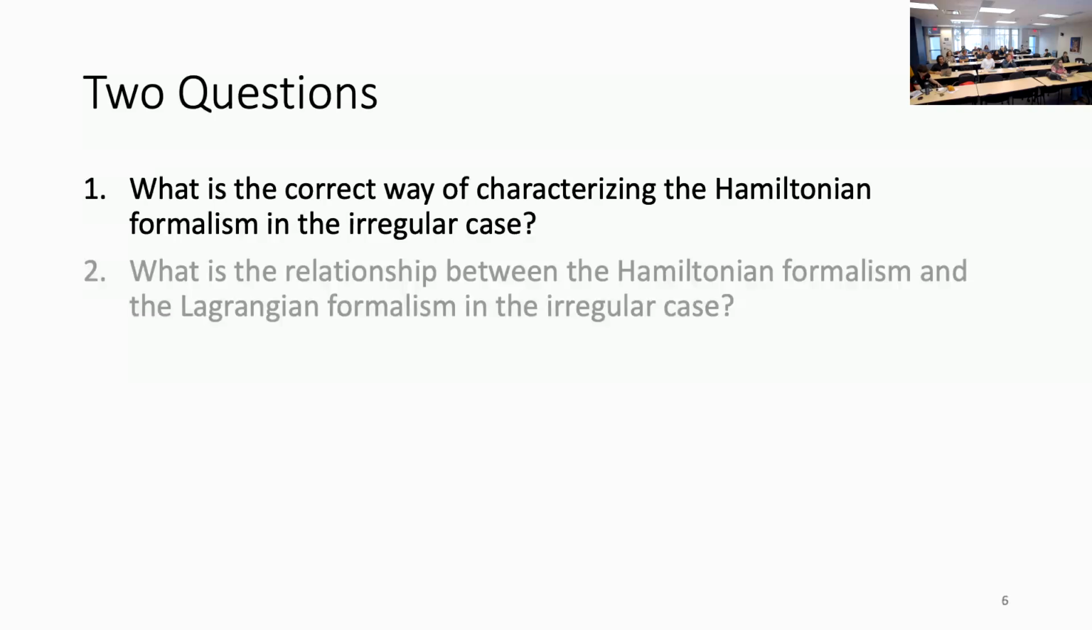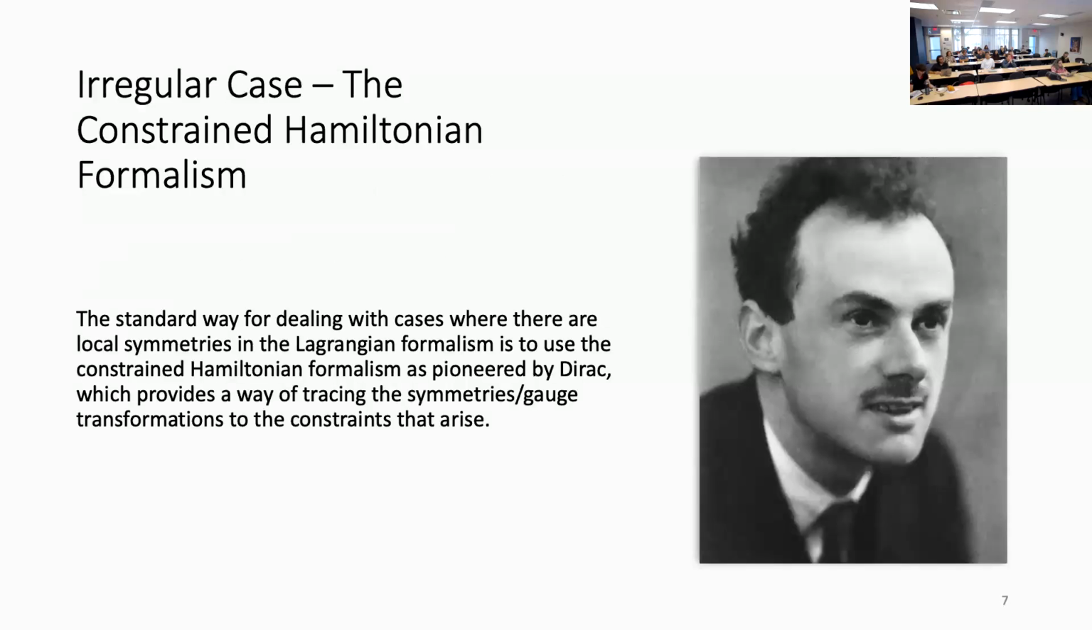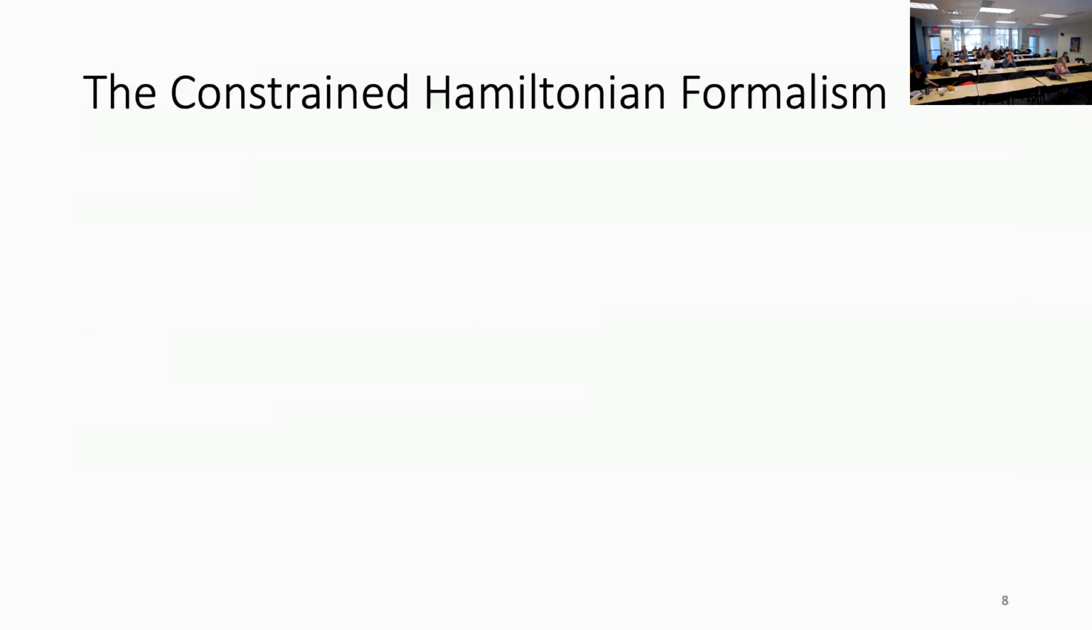So let's start with the first question. What's the correct way of characterizing the Hamiltonian formalism in this irregular case? So the standard way of doing this traces back to Dirac. The idea is when there are cases where we have local symmetries in the Lagrangian formalism, we use what's called the constrained Hamiltonian formalism, which provides a way of tracing these symmetries to the constraints that arise in the Hamiltonian formalism. So I'm going to start by just describing basically Dirac's way of doing this constrained Hamiltonian formalism.